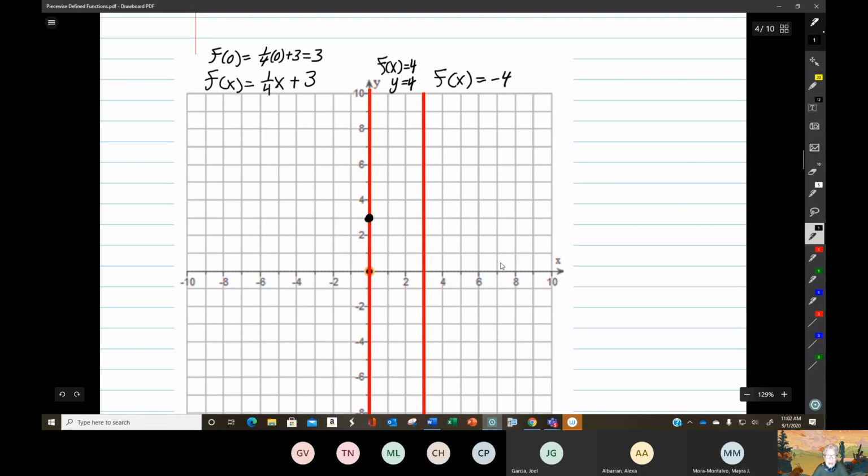Okay. Now I can choose any x value to the left of that. How about, I don't know, how about negative 4?